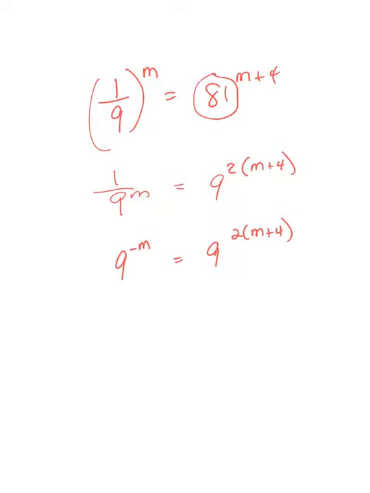And now we're ready. We've got the same base. They're exactly the same. 1/9 is not the same as 9, but 9 is the same as 9. So this mess equals this mess. We make negative m equal to 2 times m plus 4. And then this is basic algebra. Go ahead and complete that one from here.